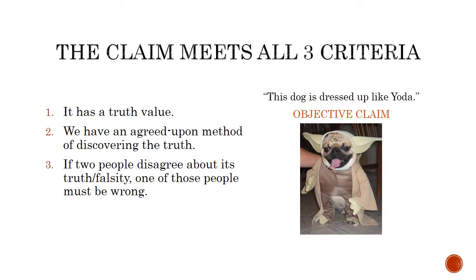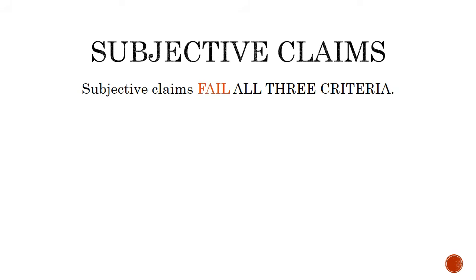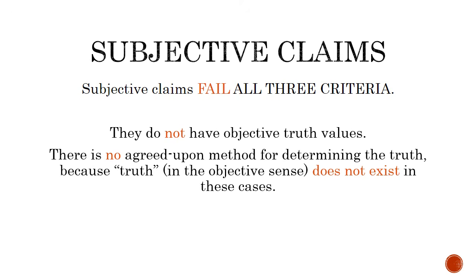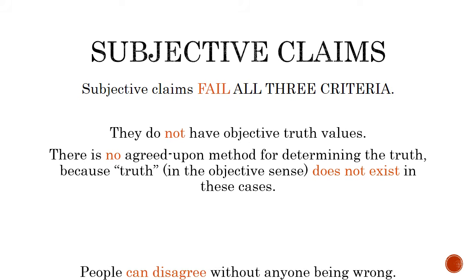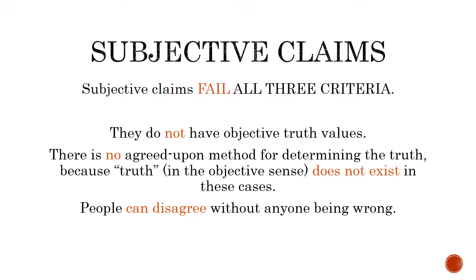So now we know "this dog is dressed up like Yoda" is an objective claim. It has a truth value. We were able to agree upon a method of discovering the truth. And when two people disagreed, one of those people had to be incorrect. Let's see how that differs from subjective claims. Subjective claims fail all three criteria. They do not have truth values. There is no agreed upon method of determining the truth, because truth, in the objective sense, does not exist. And people frequently disagree without anyone being incorrect. In fact, we expect disagreement with subjective claims.